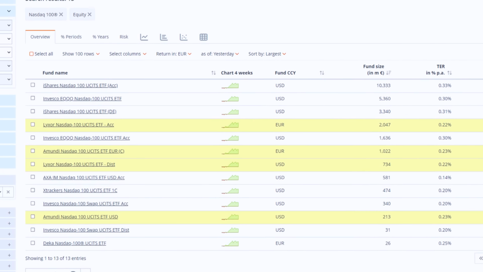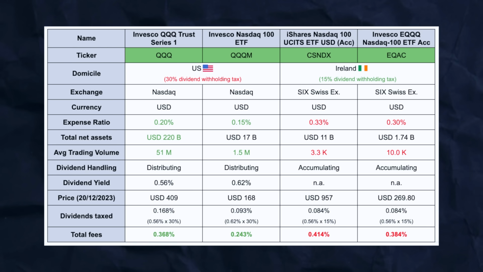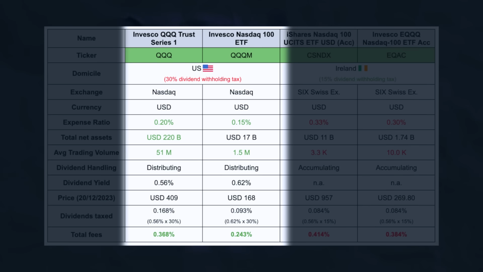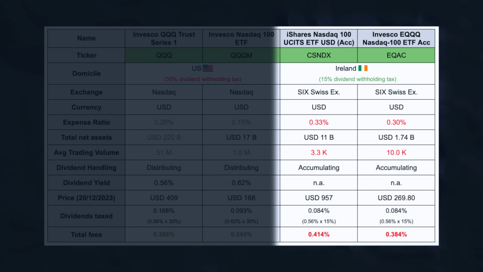There are actually a lot more ETFs out there, but we will only be focusing on the more popular ones that are denominated in US dollars. Here, we have two ETFs that are domiciled in the US, and two that are domiciled in Ireland. But you may be wondering, why are we even looking at the Ireland domiciled ETFs at all? Can't we just focus on the ETFs from the US, the land of the free?